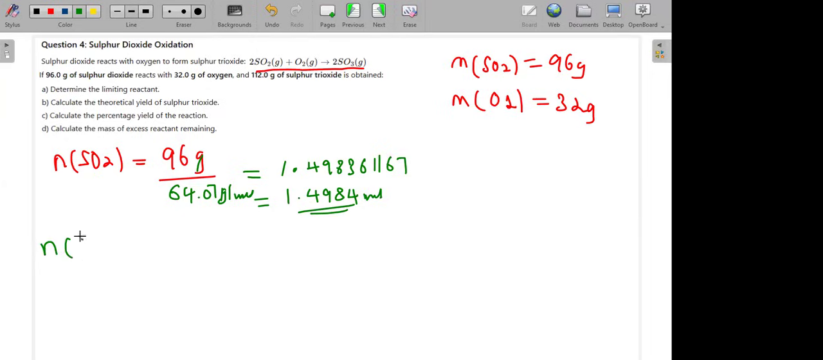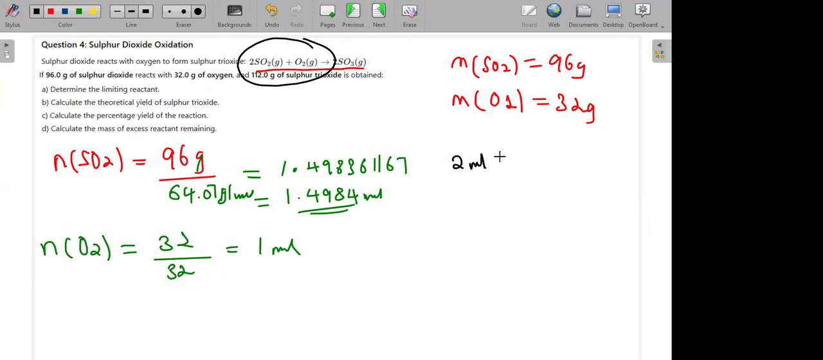What about the moles of the oxygen? The mass has been given as 32, and its molar mass is simply 32, so this is just going to be 1 mole. Then you compare with the ratio from the equation. The equation says 2 moles of sulfur dioxide react with 1 mole of oxygen. So if I have 1.4984 moles of sulfur dioxide, how many moles of oxygen am I going to need? You cross multiply there.